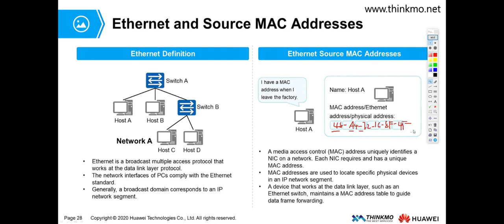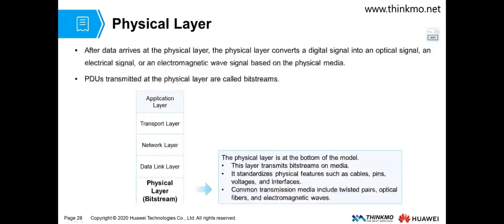In this way, once our MAC address data reaches the physical layer, our physical layer will convert our digital signals into optical signals, electrical signals, or electromagnetic wave signals based on our transmission medium. Here, we call this layer of data a bit stream, but it doesn't matter. We refer to all of these as our data. The physical layer now is at the lowest level of the OSI or TCP/IP model. It standardizes aspects such as cables, pins, voltage, or interface standards.